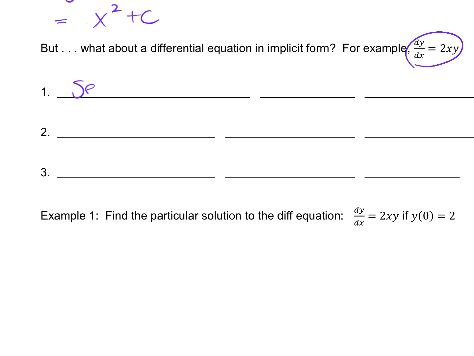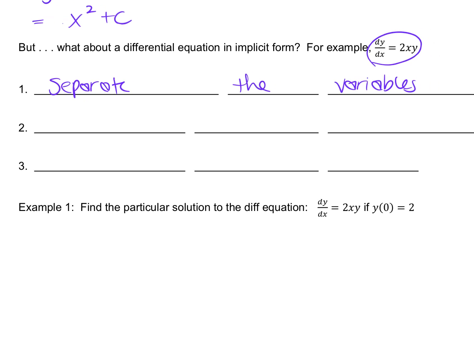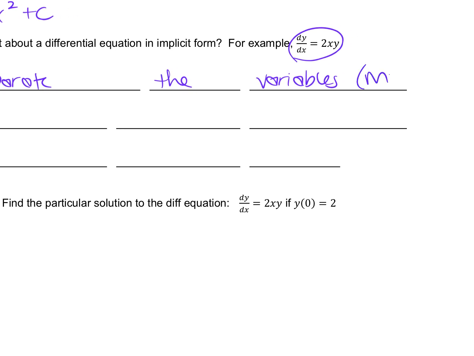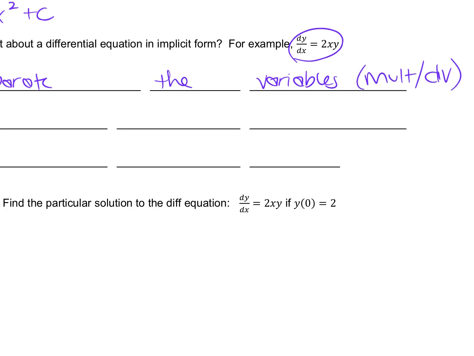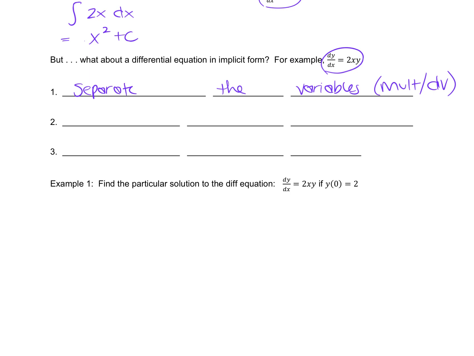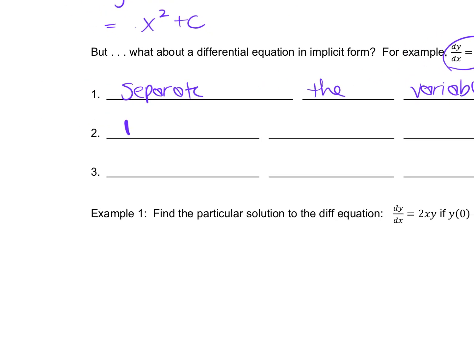The first thing that we do is separate the variables. Okay, and typically with this, we do multiplication and division. And so by separate the variables, this is really where we talk about moving all of the y's to one side and all the x's to the other so that we can integrate both sides. So then we will integrate both sides of the equation.